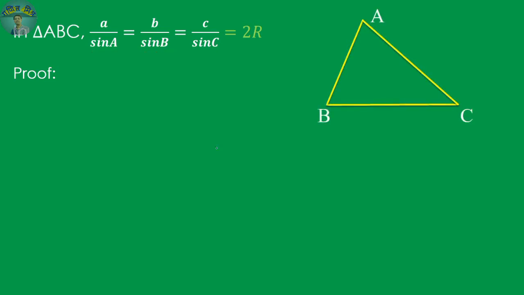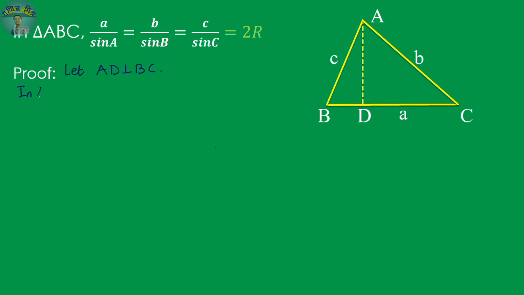For that I am going to consider a triangle ABC. Obviously this side BC is a, this side is b, and this side is c. Now I'm going to draw a perpendicular from the point A on the base BC. So it will be the height of the triangle. We call it AD. So let me write, let AD be perpendicular to BC.